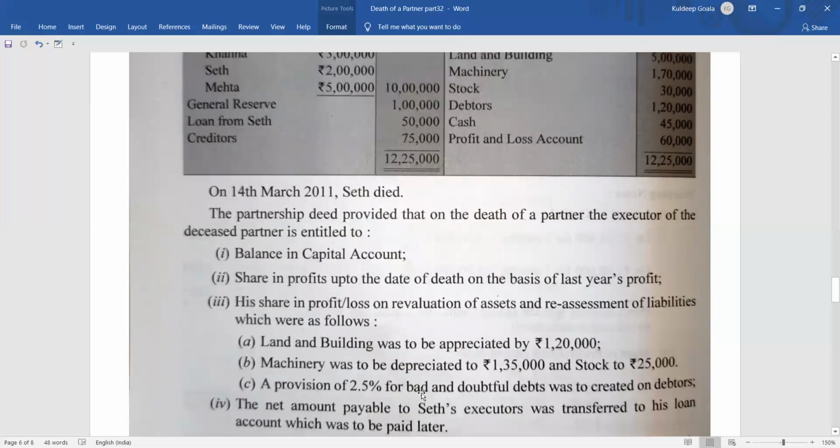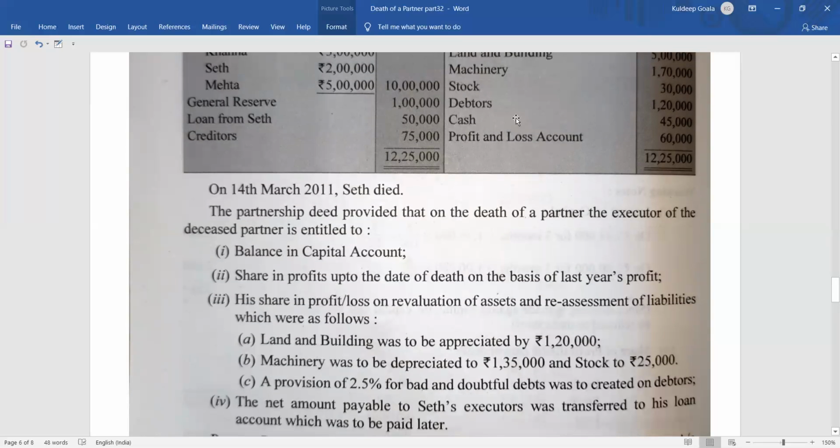So provision will be how much? 2.5%. You have to just find out how much is the provision. Debtors 1,20,000, so 2.5% will be 3,000 rupees, right? Provision of 3,000 rupees will have to be created on the debtors. Again, revaluation account will be debited for that.